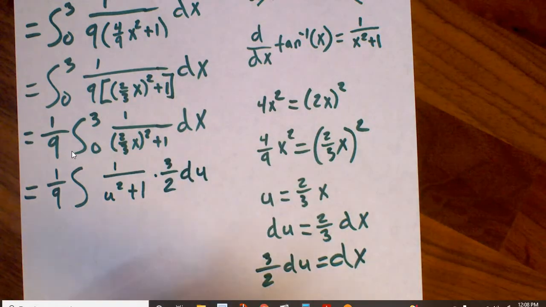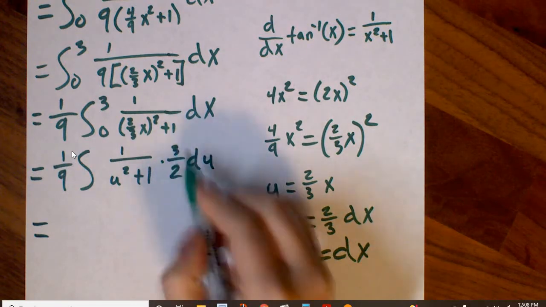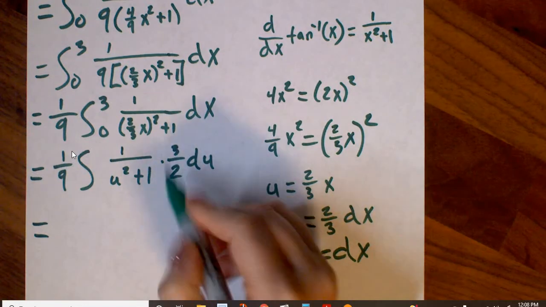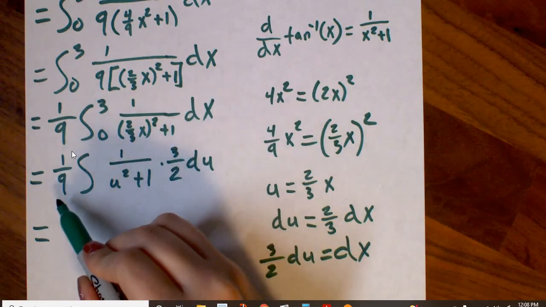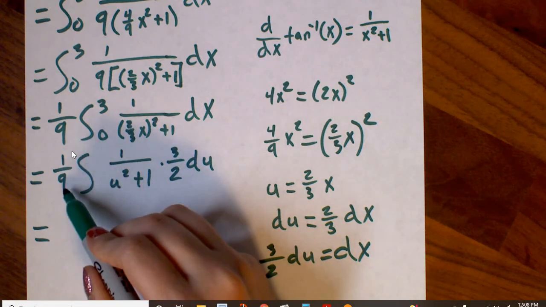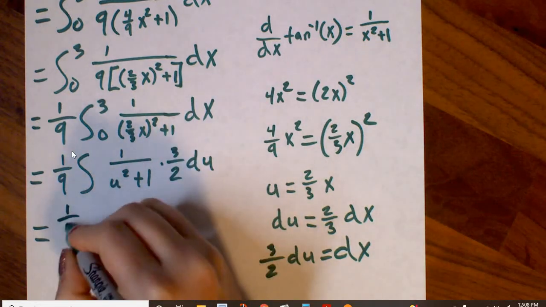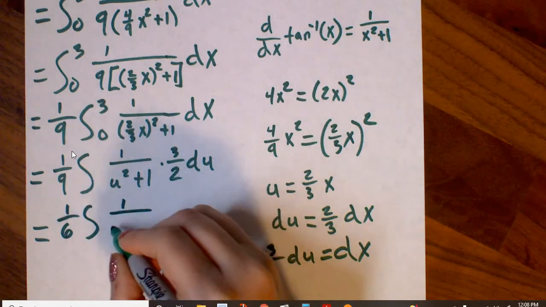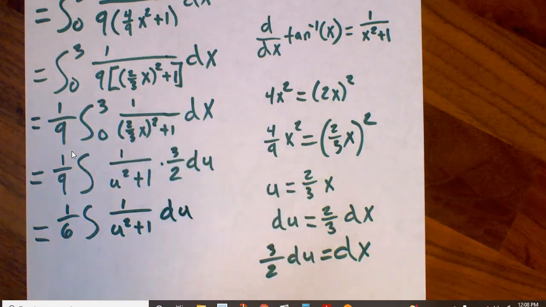So I get that. So then notice that I have a 3 on top. This is also a constant, and I'm multiplying, so we can bring it out to the front. My 3 is going to reduce with my 9 3 times, and so we would just have 1/3 times 1/2, so we get 1/6 in the front.